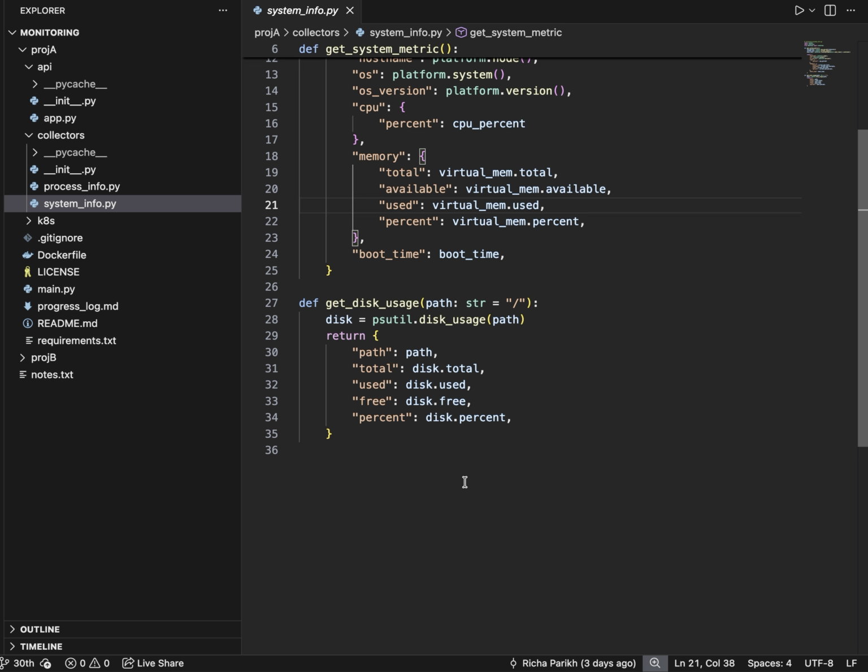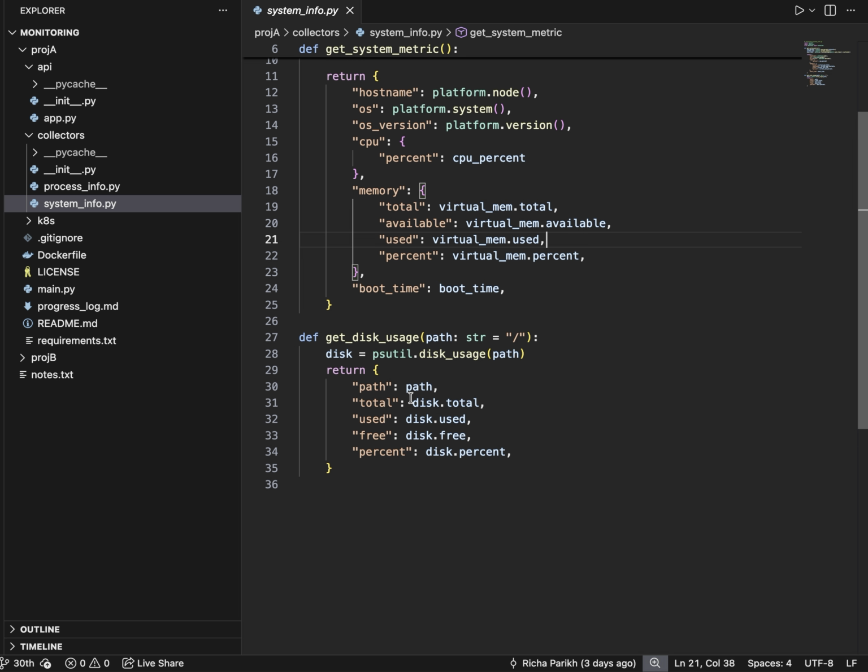So why do these monitoring agents exist? Monitoring agents exist because systems usually don't fail suddenly, they degrade gradually. CPU increases, memory fills, disk usage grows. By collecting these metrics continuously, teams can detect problems early.